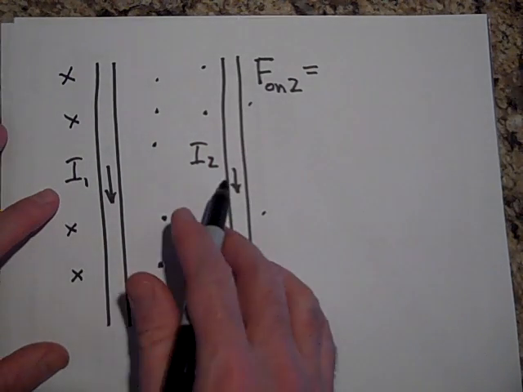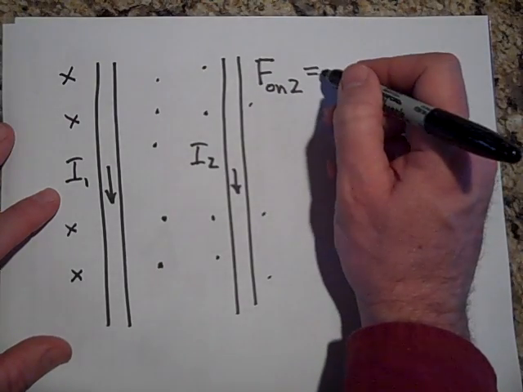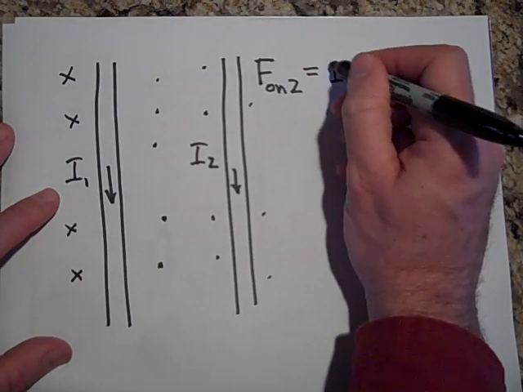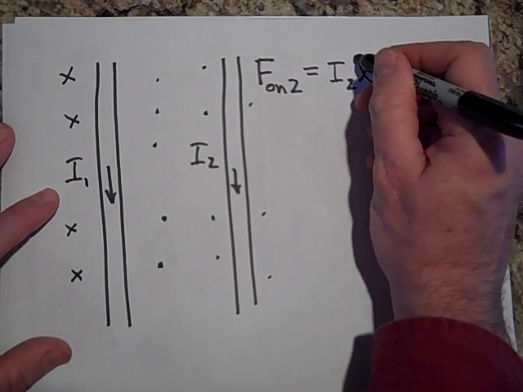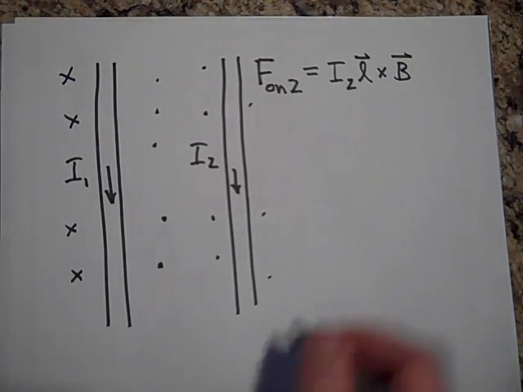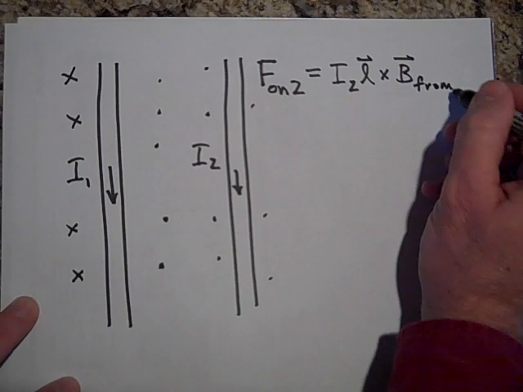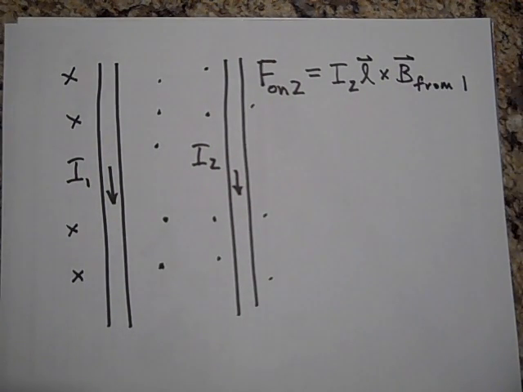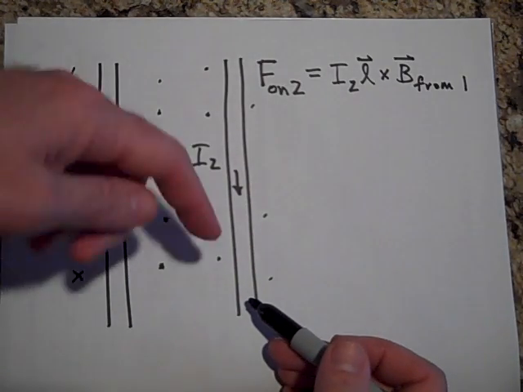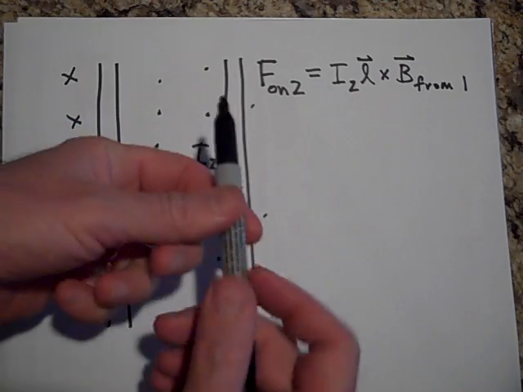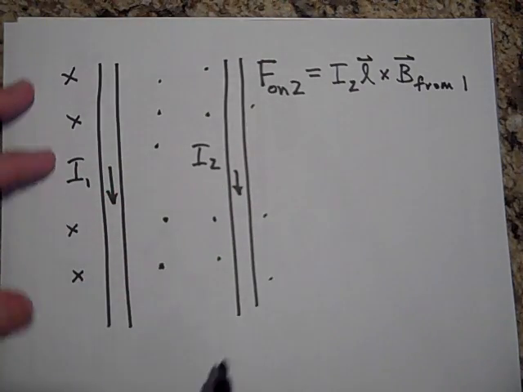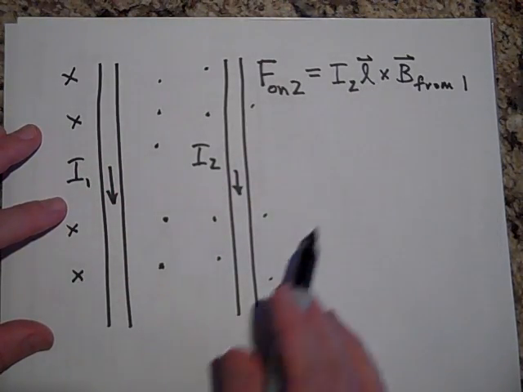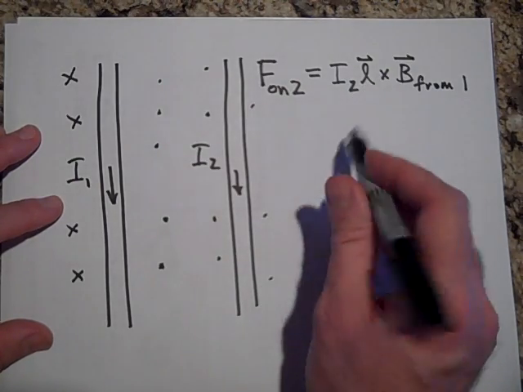Now this is interacting with this field, so the force on wire 2 will be I2 times L cross B. Now this B is from wire 1. First of all, can we get rid of the cross product? Well, I would argue that L is this way and B is out of the page. Those are at right angles. So the cross product just turns into L times B, because you're supposed to take the part of L that's perpendicular to B. Well, all of it is.